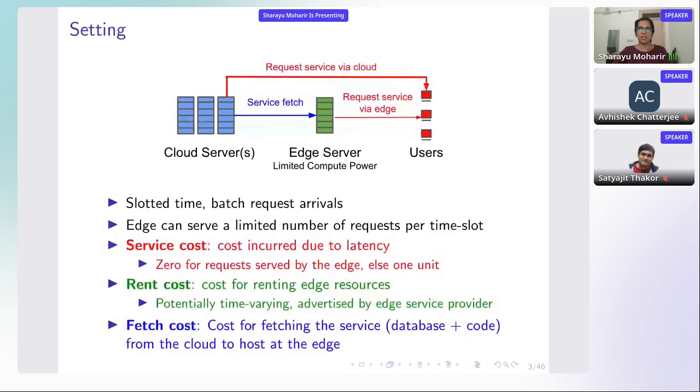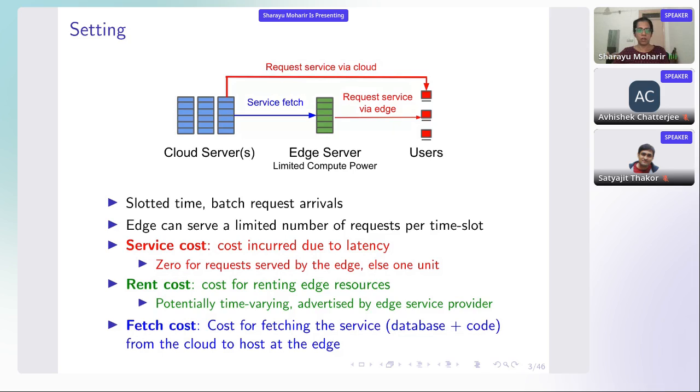So what that does is, although we study this problem from the perspective of a specific application provider, the effect of the presence of other application providers who might be simultaneously interested in using these edge resources is captured through the time-varying nature of the rent cost. More specifically, the third-party edge resource provider can periodically revise the cost of renting edge resources based on the current demand for these edge resources. So these are the first two costs, the service cost and the rent cost.